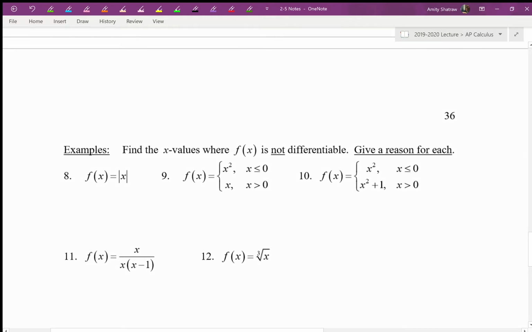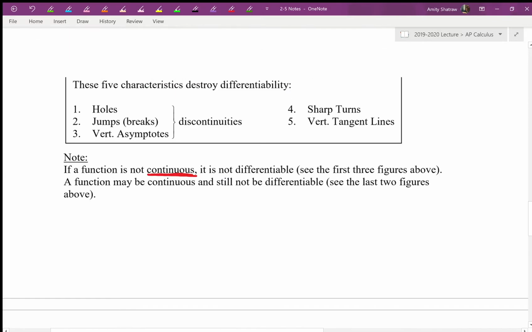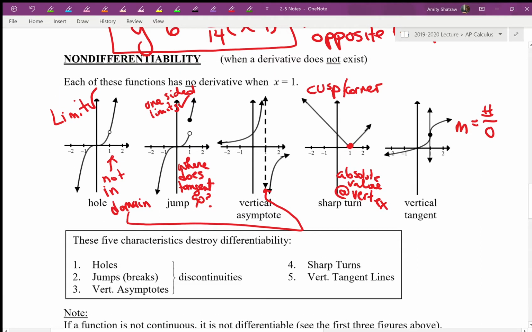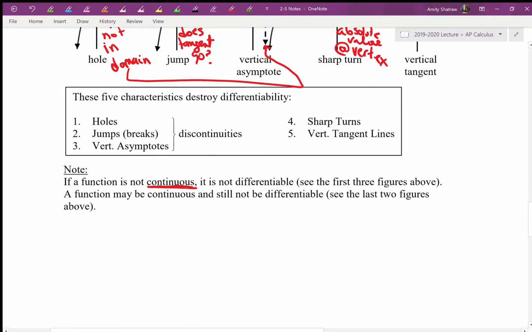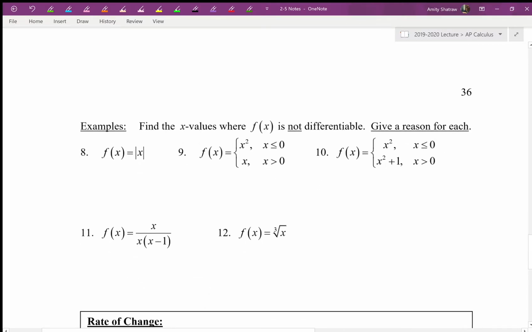I have mentioned already in the earlier page that any time we had a sharp corner, which is any sort of absolute value function where the vertex is, that's going to be a problem for us to find the derivative, because we can't draw a tangent. If I try to draw a tangent, there's one there, there's one there, there's one there, there's an infinite number of them.